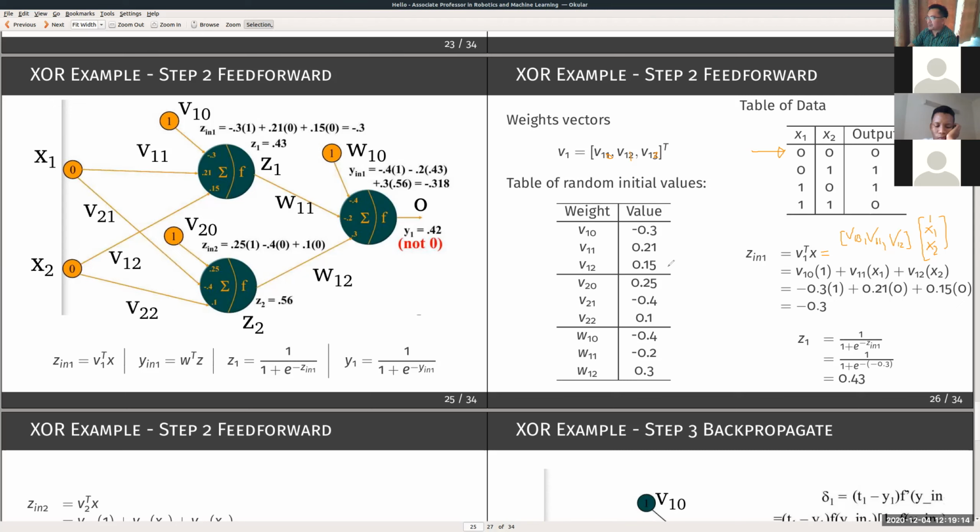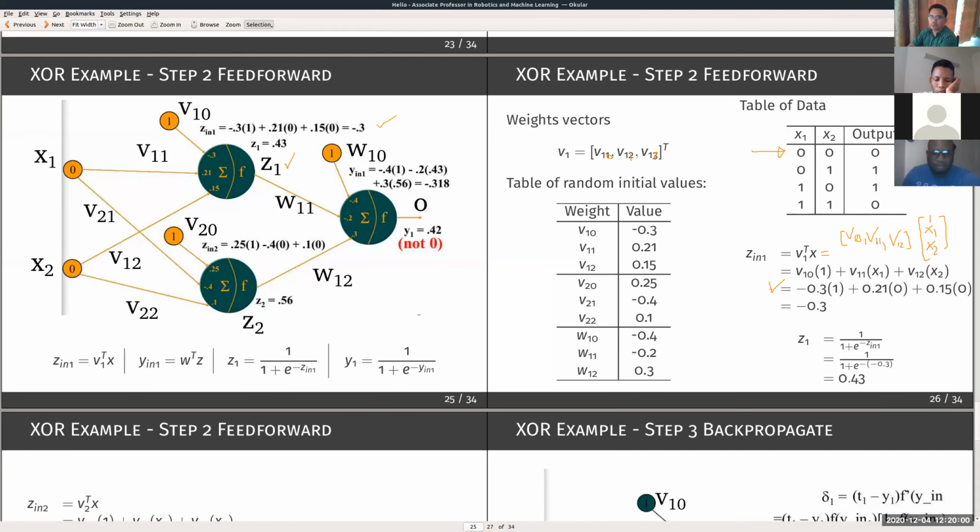So this is the result, I'm just copying, this one corresponds to that one. So that's this part here, the summation of all the biases and the inputs, I mean the weights and the inputs. And now you apply the sigmoid function to Zn1: 1 over 1 plus e to the minus Zn1, 1 over 1 plus e to the minus of minus 0.3, and then it results in Z1 being 0.43. Okay, so this is solved.